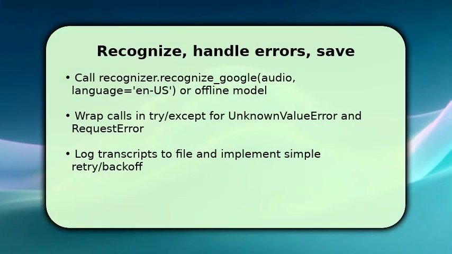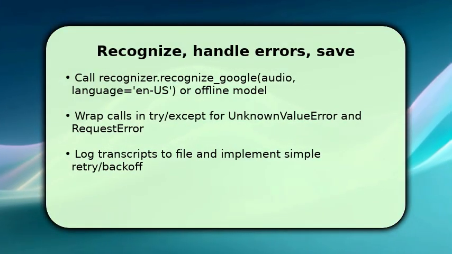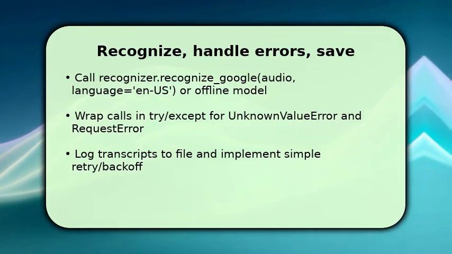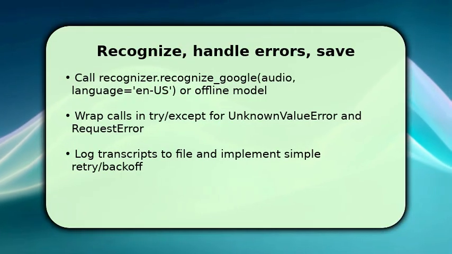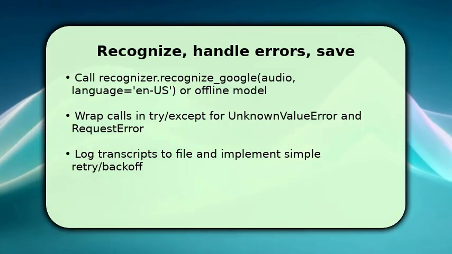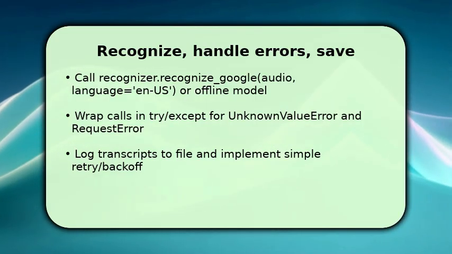Finally, you convert audio into text and make the system robust. Pass the audio data to recognize_google or to your offline model, print the result, and append it to a transcript file. Always wrap recognition in try/except so you catch UnknownValueError for unclear speech and RequestError for API or network issues.